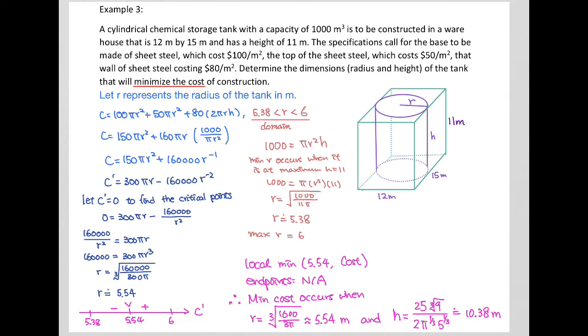First, let's draw a diagram. The green one represents the warehouse, which is 12 by 15 by 11. And the purple one is the cylindrical tank that we are going to build inside the warehouse. Let's label the radius and let's label the height.